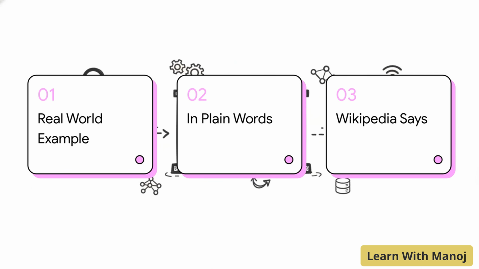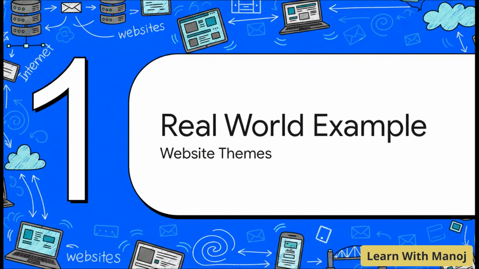So here's our game plan. We've got 3 clear chapters. Chapter 1, the real-world analogy. Chapter 2, how the concept works. And finally, Chapter 3, the takeaway. Let's jump in. Chapter 1, the real-world analogy.